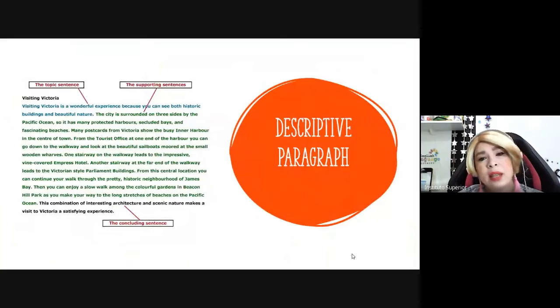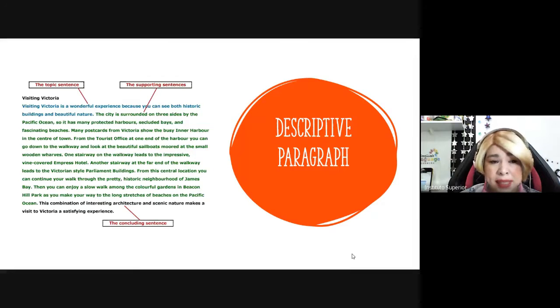The first thing that we are going to see today is the descriptive paragraph. You can see the example that I have here. I will read it for you, and I will ask you to pay attention to the different colors that identify the three main structures of a paragraph. Then we have in blue the topic sentence. The title of the paragraph is Visiting Victoria. Visiting Victoria is a wonderful experience because you can see both historic buildings and beautiful nature.